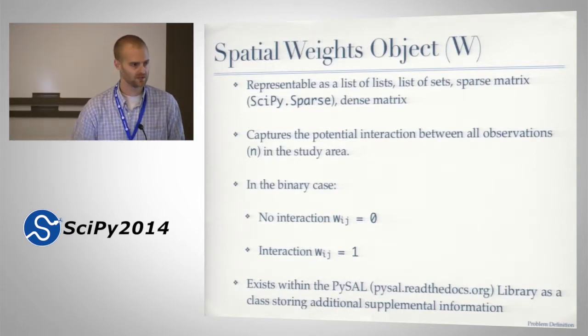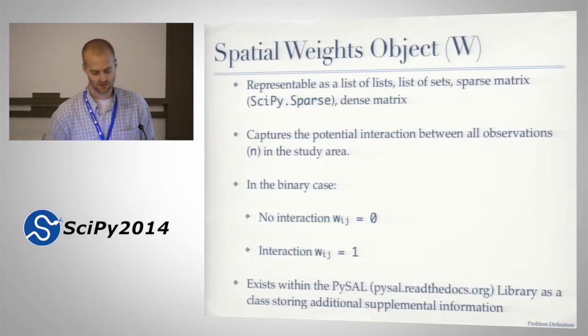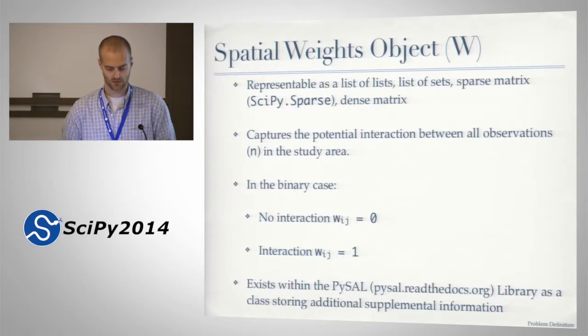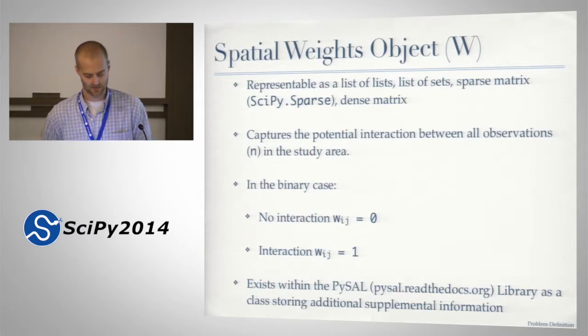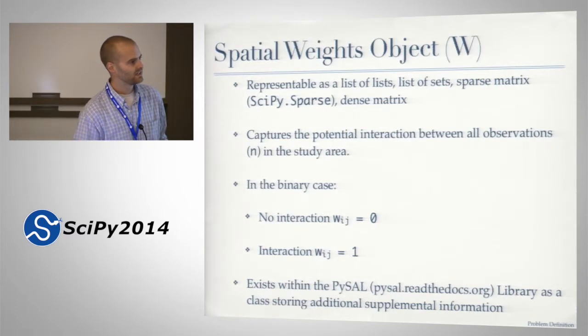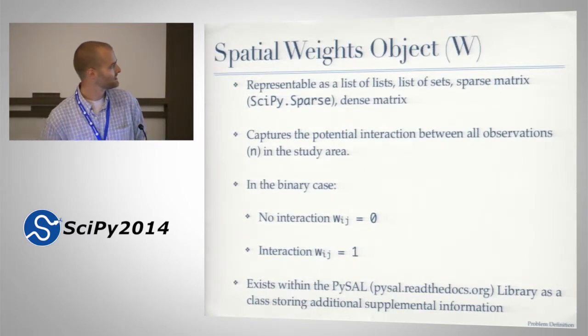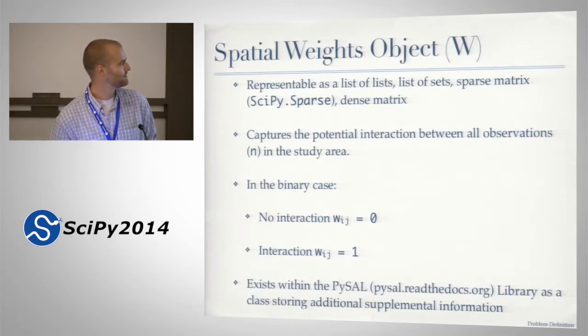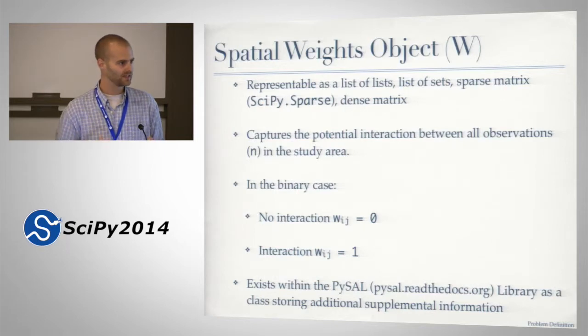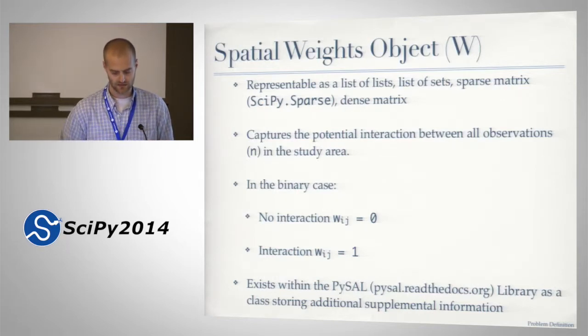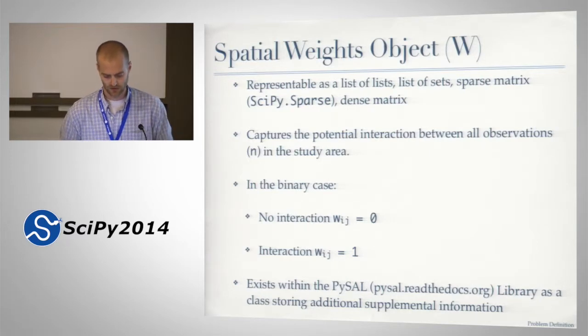And so we represent these in the Python spatial analysis library as a spatial weights object. So a list of lists or list of sets, sparse matrices or dense matrices, if you want that representation packed full of zeros. And so the idea behind this data structure is to capture what is the spatial interaction between all the observations in our study area. And so again, I continually want to make this point, this is the binary case, so probably one of the easier cases to go ahead and compute.